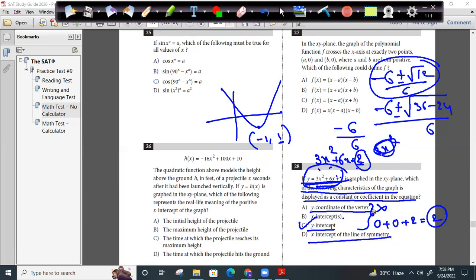X-intercept of the line of symmetry. This is the line of symmetry. X is equal to minus 1, because every point on this is minus 1. So minus 1 is not here. So the only option that is there is the y-intercept. So C for Chennai is your answer. See how simple this question is.